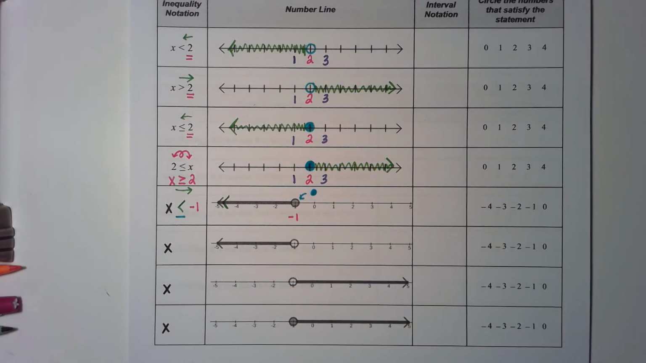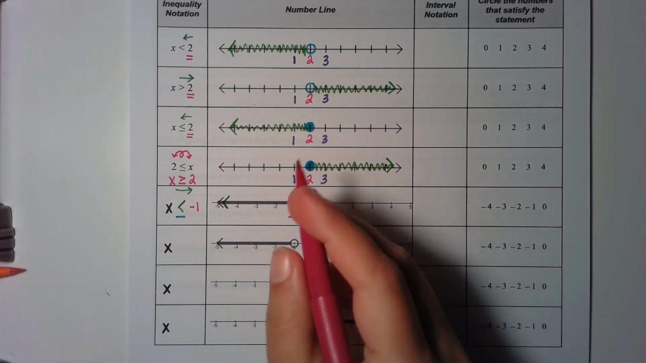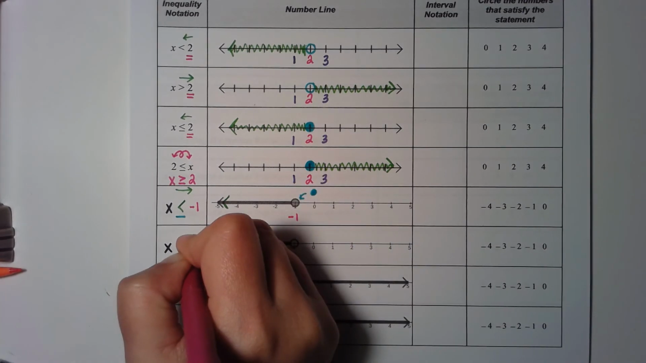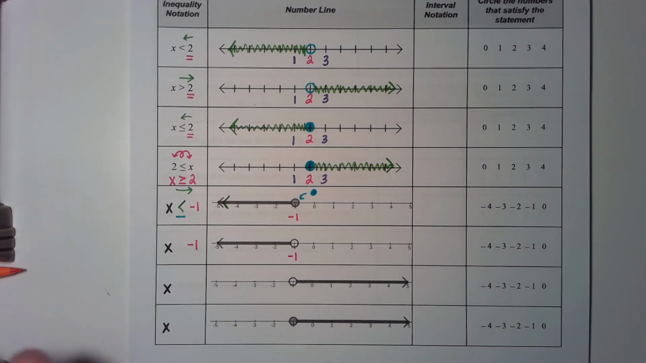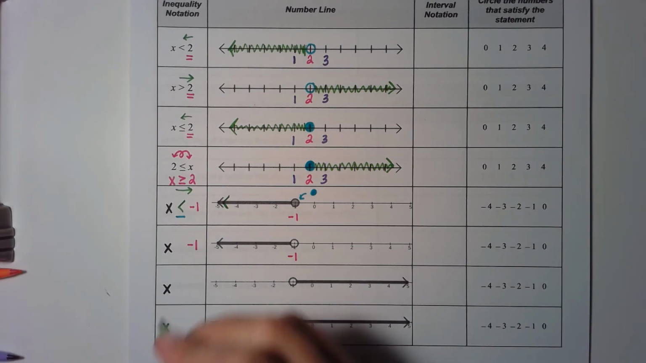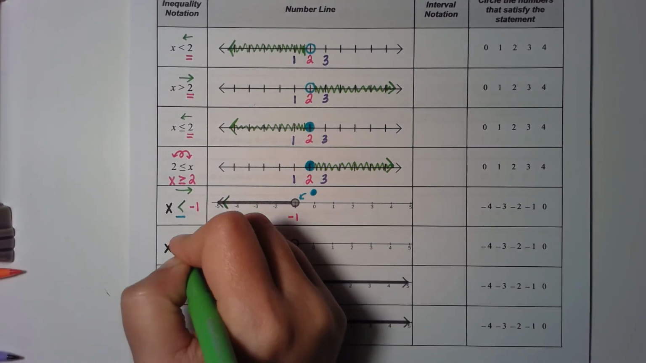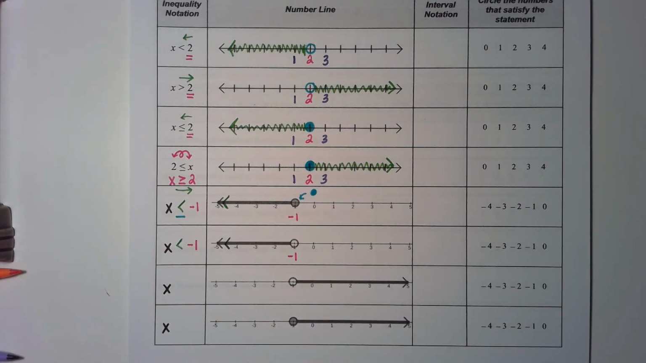So I'm going to use an underline to say less than or equal. In the next example, the important number again is -1. And the graph looks very similar. The only difference is it's not a closed circle. So I still shaded to the left, which means I'm still going to use a less than. But I am not going to put a little underline because it is not a closed circle.